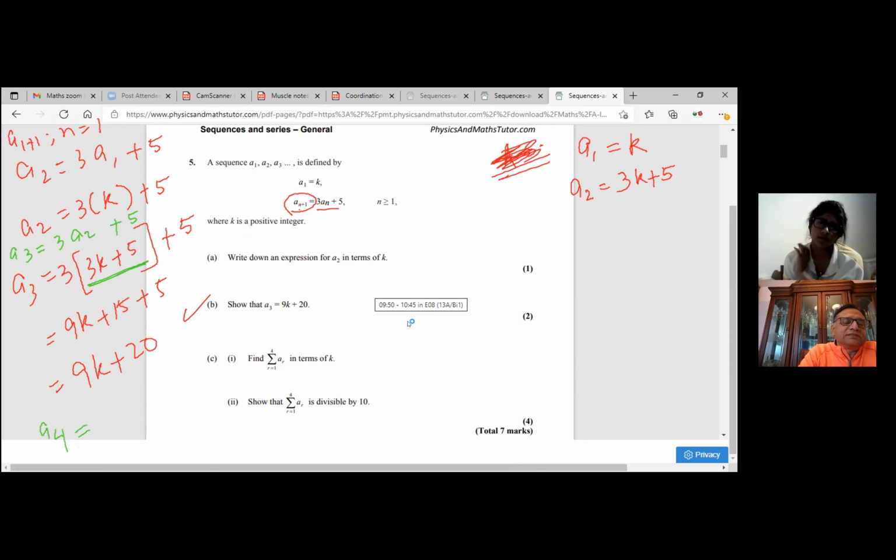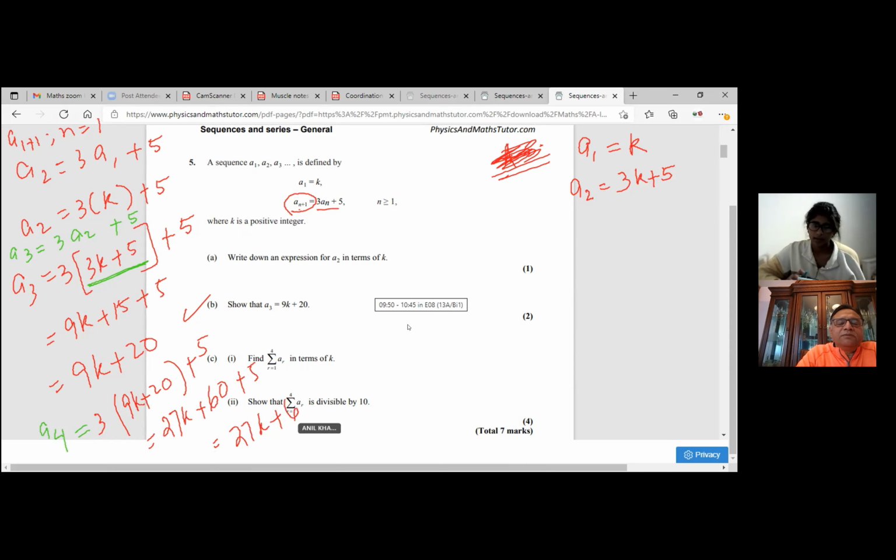We'll do it like this time. So 3 times 9k plus 20, and then we'll add 5. And so we get 3 times 9 is 27k, plus 60, plus 5. Which is 27k plus 65. Is that okay? Yeah. So you have to add all the four terms. So we need to find A1 plus A2 plus A3 plus A4. Got all the values? Yeah. That is the meaning of this sigma, right?